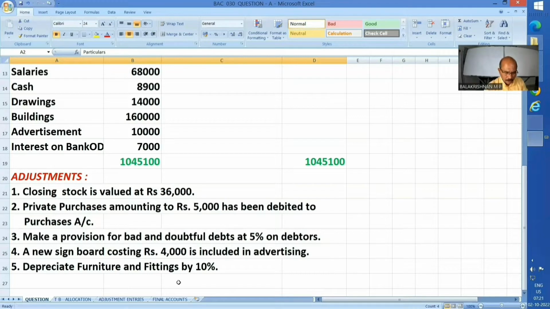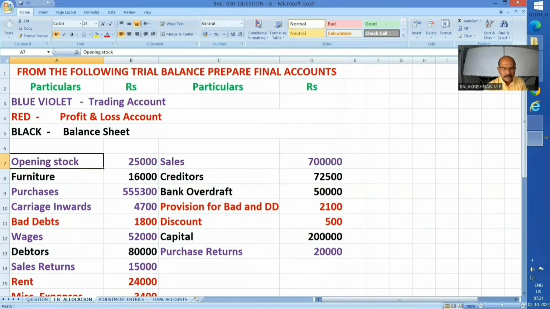Since I want to teach you in a systematic way, I'm allocating the trial balance items. These blue-violet items represent trading account, the red ones profit and loss account, and the black ones balance sheet. I presume you have watched my previous episode, then only you'll be comfortable, because there I have given elaborately what a trading account, a profit and loss account, and the balance sheet are, and the technique of preparing them. So kindly ensure that, then only follow these episodes.